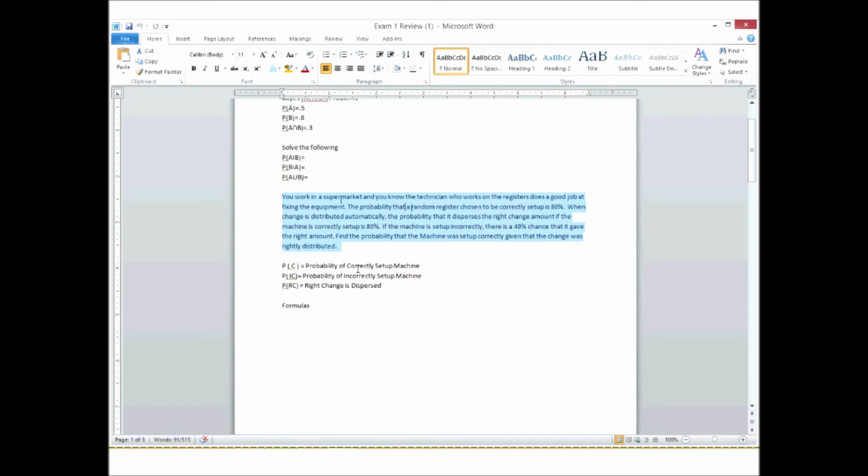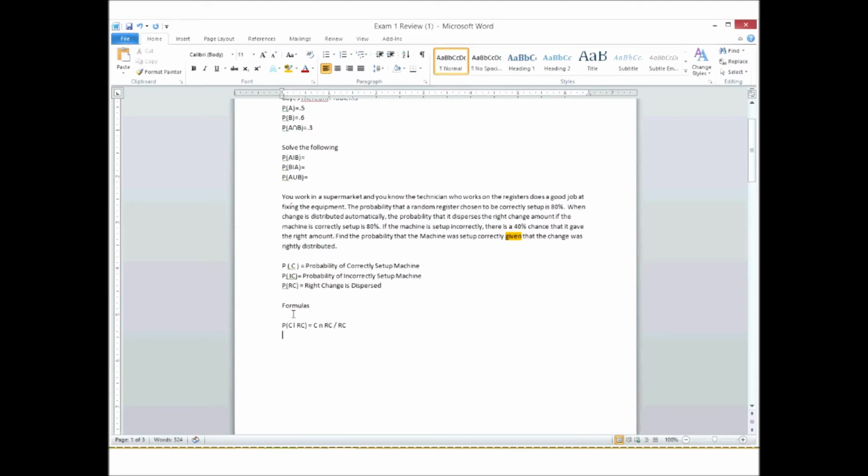So first off, I gave you some annotations to help you. You have probability of C, IC, and RC. Well, the first thing we need to know is, what is the problem asking? Find the probability that the machine was set up correctly given that the change was rightly distributed. The word given shows you that it's a conditional statement. So we say the probability that the machine was set up correctly, C, given right change, RC. And that's what the question is asking. The formula for that is C and RC divided by RC.